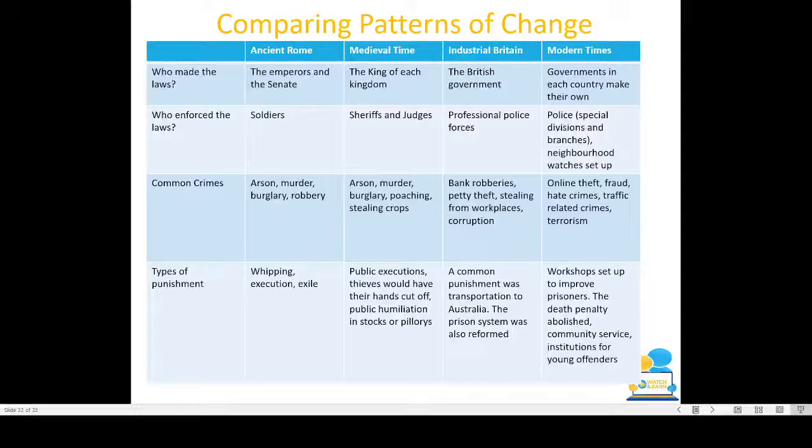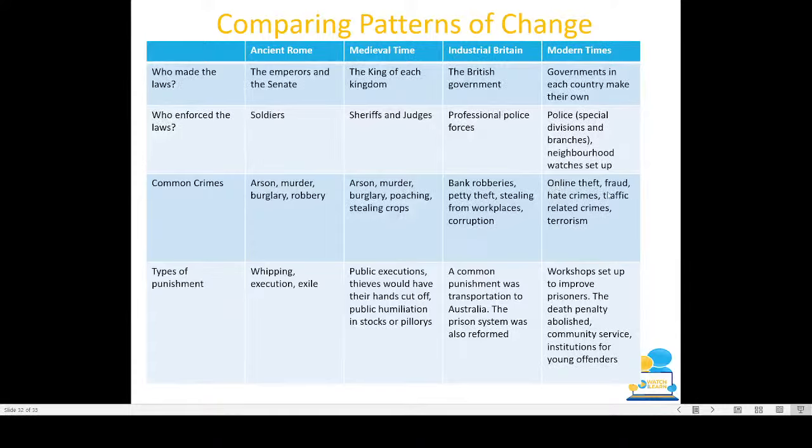And if we then go to our table here, we can have a look. So this is comparing our patterns of change. So in the modern times, we have governments in each country, they make their own laws. Who enforces these laws? It's the police and special divisions and branches. And then we also have neighbourhood watches that have been set up in order to look after their communities as well. The common crimes, so before we had our burglary and our robbery and so on, and then moves on to bank robberies and stealing from workplaces.